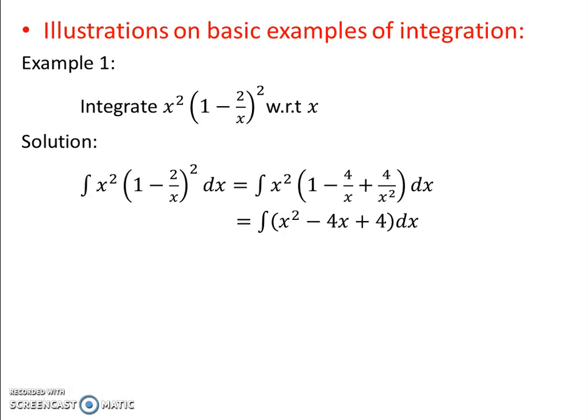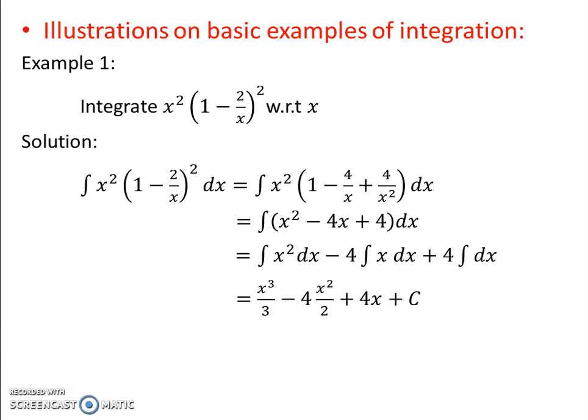And using theorems 1, 2, 3, this can be written as integration of x square dx minus 4 integration of x dx plus 4 integration of dx. Now, as we have studied, integration of x raised to n is x raised to n plus 1 upon n plus 1. So what will be the integration of x square? x cube upon 3. Integration of x is x square upon 2. And integration of dx is x. So x cube by 3 minus 4x square by 2 plus 4x plus c. Simplifying, we get x cube upon 3 minus 2x square plus 4x plus c.